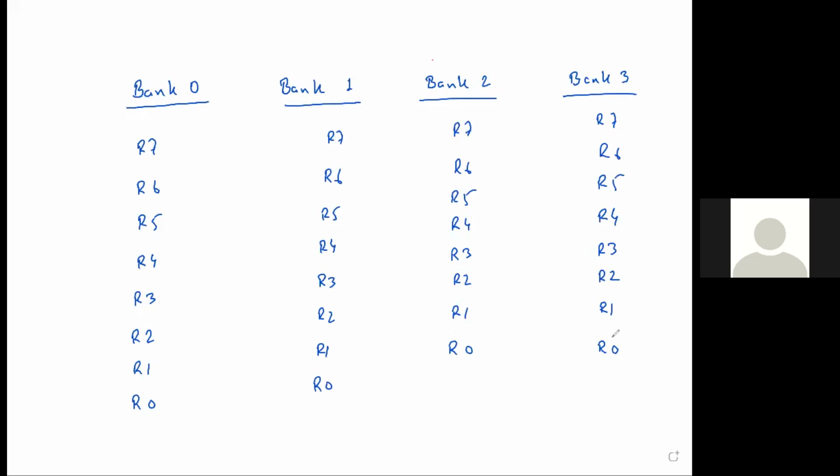In all the banks there are 8 registers, and each register is 8 bit in size. We all know that. The problem here is that all the registers have the same name. If you go to bank 2, you have R0 to R7. Same thing for bank 3, bank 1, or bank 0. In whichever bank you go, all the registers have the same name.